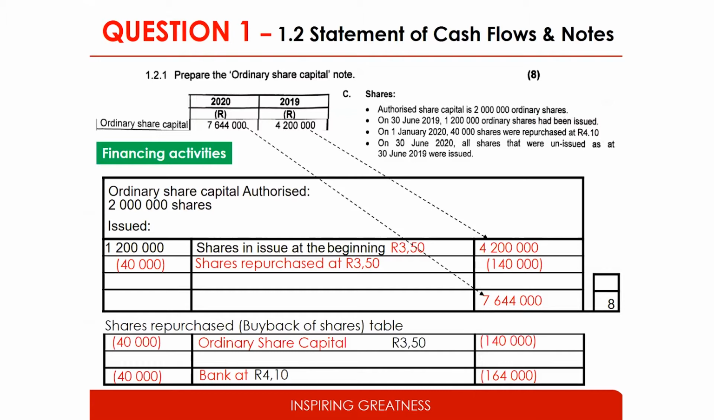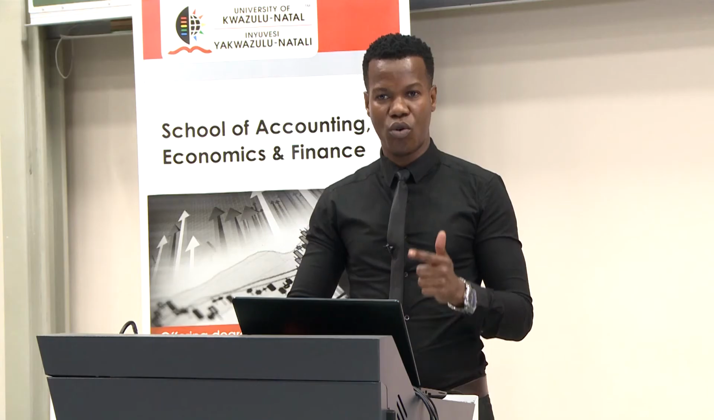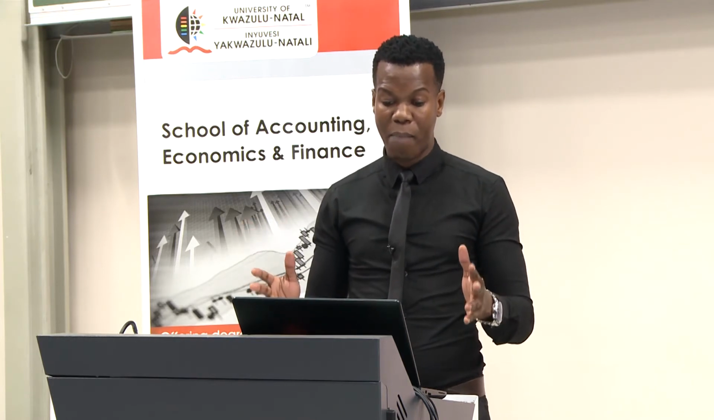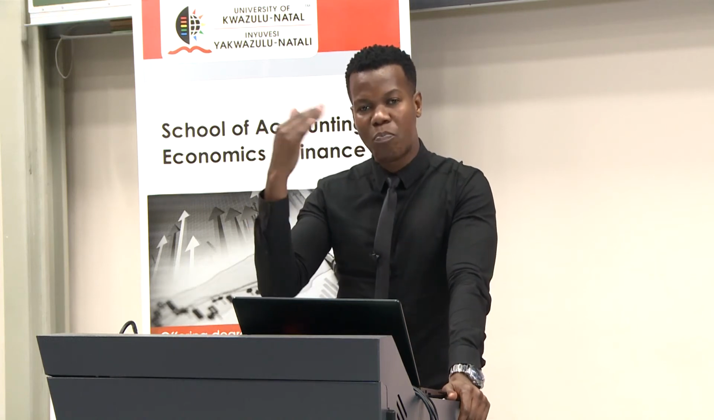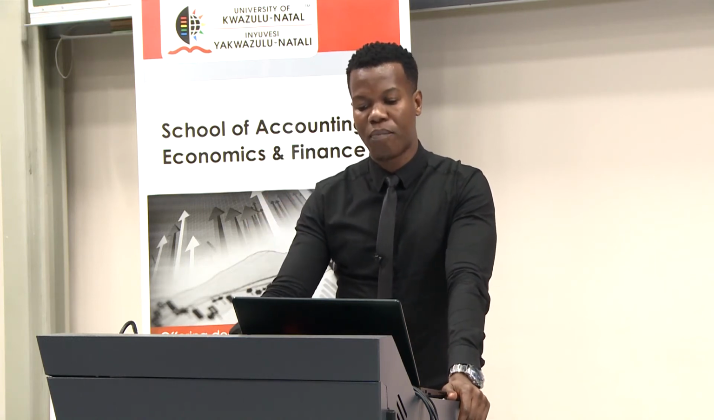Now this transaction is 2 in 1. If you can just maybe follow me. The first part of this transaction comes from the ordinary share capital. So we've got an ordinary share capital. I've provided a buyback of shares table over there, and it explicitly plugs every other calculation that you may need.